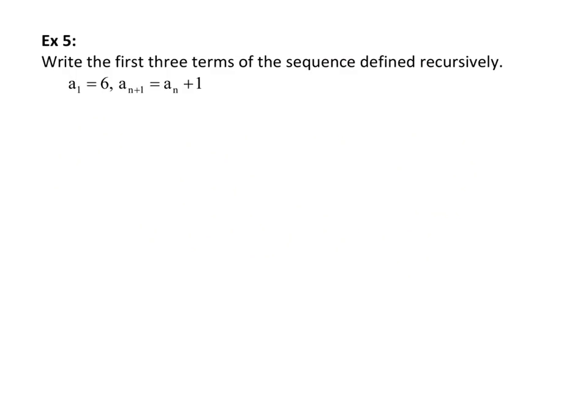All right, write the first 3 terms of the sequence defined recursively. They already tell me that the first term is 6. Now if I want the second term, well, this could get a little confusing here. I have a sub n plus 1. What's n going to be if I'm working with the second term? Well, n is going to be 1 then, right? So I have a sub 1 plus 1. Well, what is a sub 1? It's 6. So you have to pay attention to all these details here.